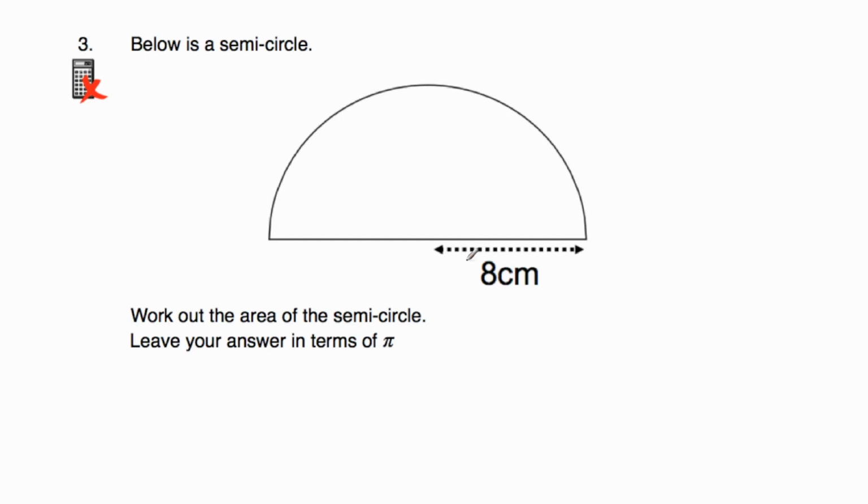So here we've got a semicircle, and the semicircle has got a radius of 8 centimeters.